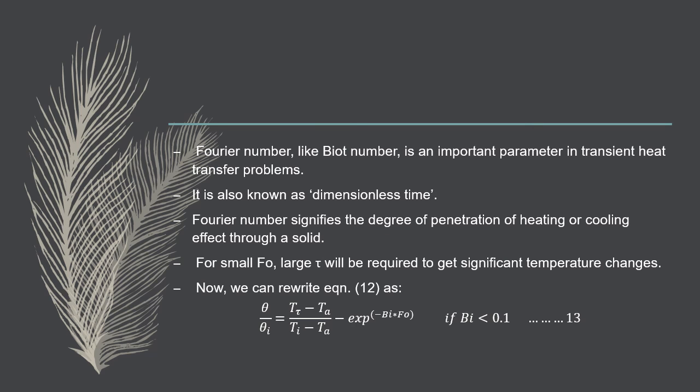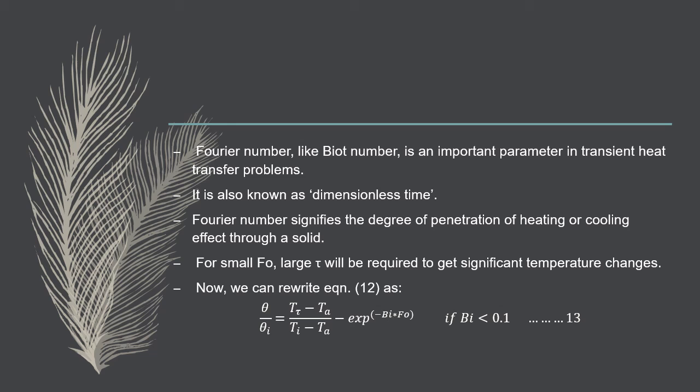The Fourier number, like the Biot number, is an important parameter in transient heat transfer problems. It is also known as dimensionless time. The Fourier number signifies the degree of penetration of the heating or cooling effect through a solid. For small Fo, a large time τ will be required to get significant temperature changes.